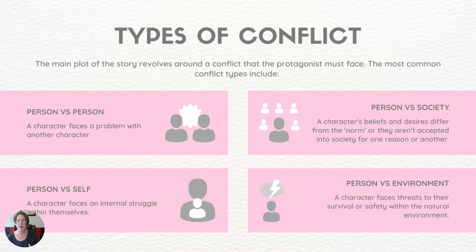Also, person versus society, right? If we think of Malcolm X's example, a character's beliefs and desires differ from the norm, or they aren't accepted into society for one reason or another. So here's a man in prison who is trying to further his education and become a person who can read and write and understand and communicate, and fit into society and work for the greater good, right?